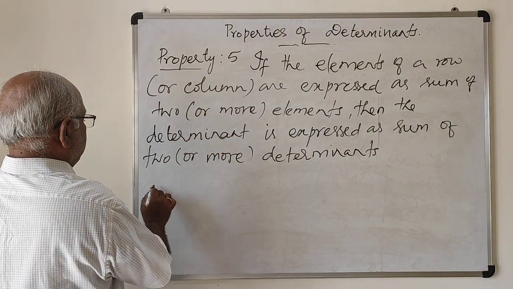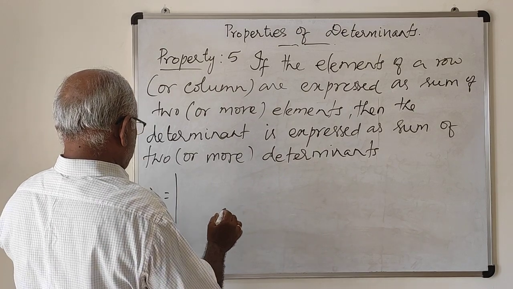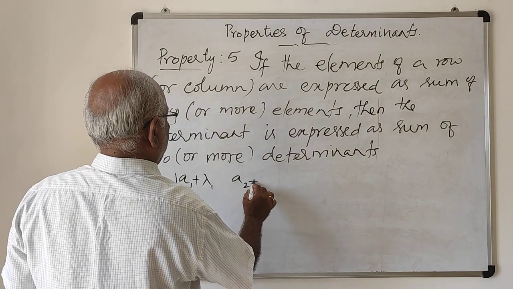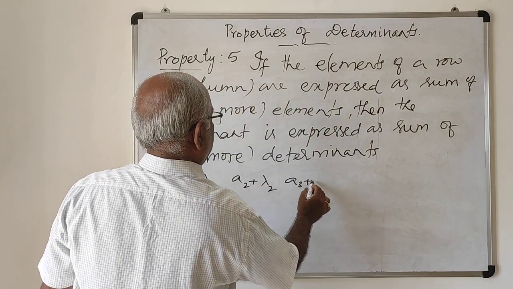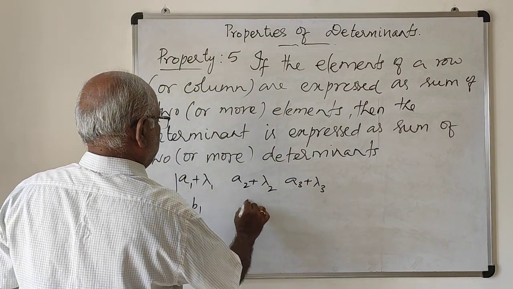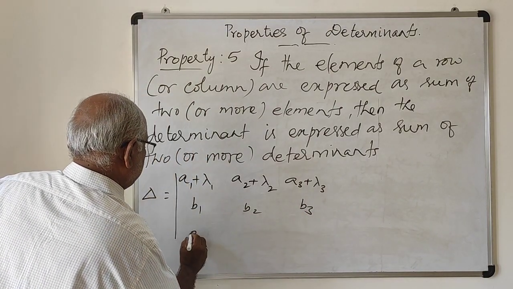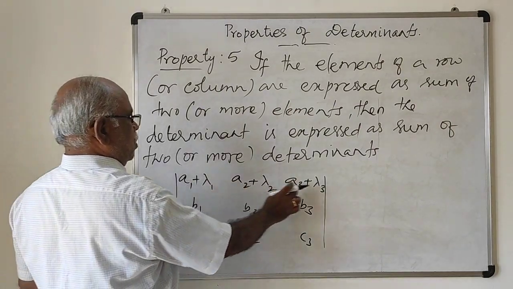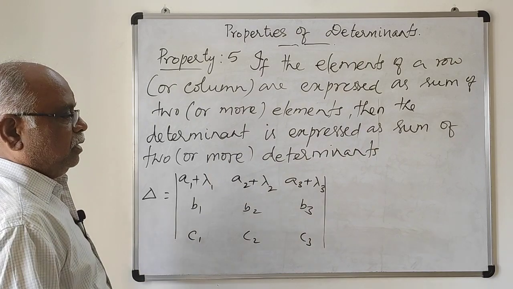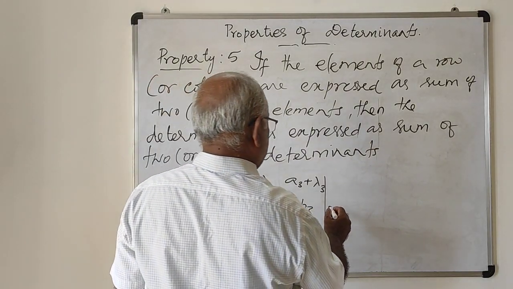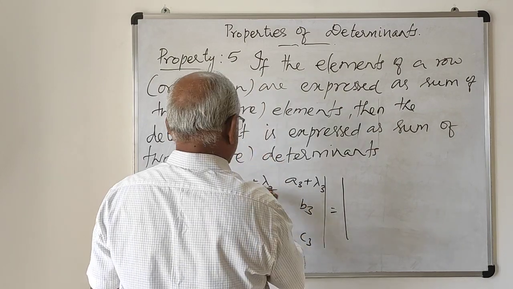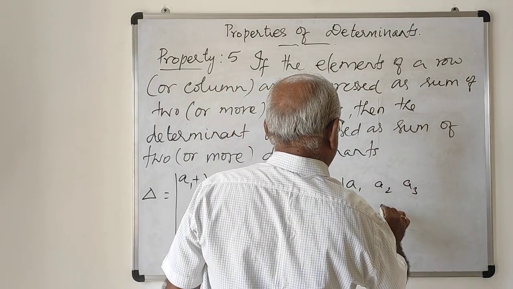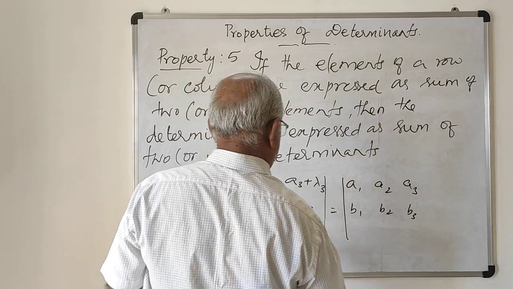Consider the determinant delta. The first row of the determinant is A1 plus lambda 1, A2 plus lambda 2, and A3 plus lambda 3. Second row is B1, B2, B3. Third row C1, C2, C3. Here the elements of the first row are expressed as sum of two elements. Then this determinant is expressed as sum of two determinants. It is equal to A1, A2, A3; B1, B2, B3; C1, C2, C3.